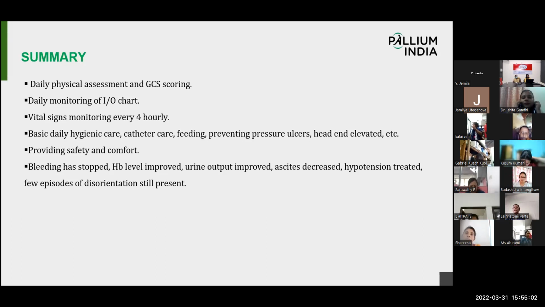Summary. Daily physical assessment and GCS scoring, and daily monitoring of IO charting, vital signs monitoring 4 hourly. Basic daily hygienic care was provided, along with catheter care, feeding, preventing pressure ulcers, head end elevation, providing safety and comfort. Bleeding has stopped, HB level improved, urine output also improved, ascites decreased, and hypertension treated. Few episodes of disorientation are still present.